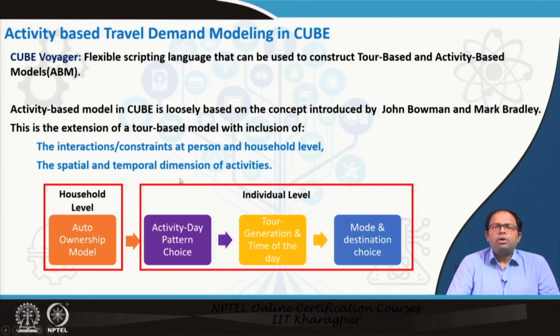And then there is the spatial and temporal dimension of the activities, like where it happens and for how long it happens. At the individual level, we create an activity day pattern choice, and before we do that, we also determine what kind of auto ownership the household has, because that is one of the primary factors that determines what kind of activities I can participate in, and that also determines my mode choice. From the activity pattern, we determine what kind of tours are generated and at what time of the day those are generated, and finally from the tours, we know what kind of mode and destination choice is possible. So, this is the starting point for the activity based model in Cube.